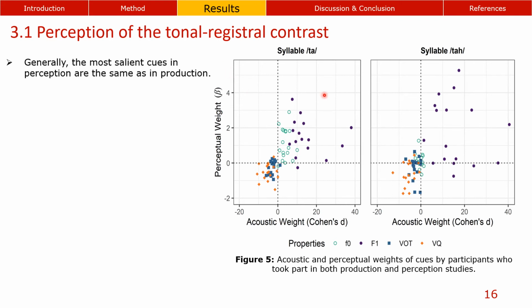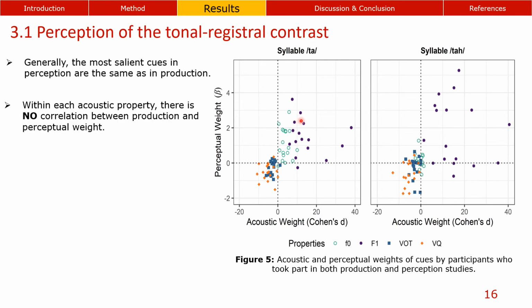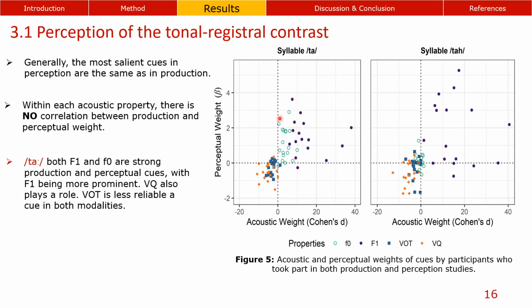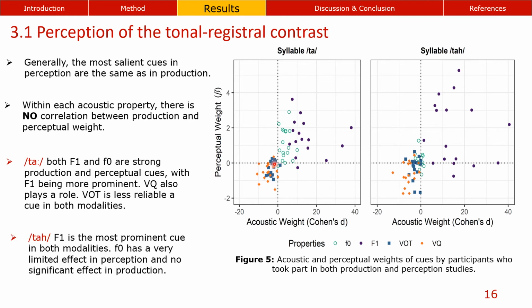Generally, the most salient cues in perception are the same as in production, but there's no correlation between production and perceptual weight within each acoustic property. For the first syllable, both F1 and F0 are strong production and perceptual cues, with F1 being more prominent. Voice quality also plays a role, but VOT is less reliable in both modalities. For the second syllable, F1 is the most prominent cue in both modalities. F0 has very limited effect in perception and no significant effect in production.